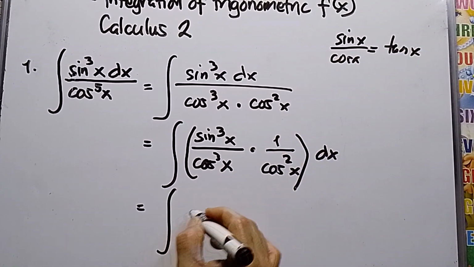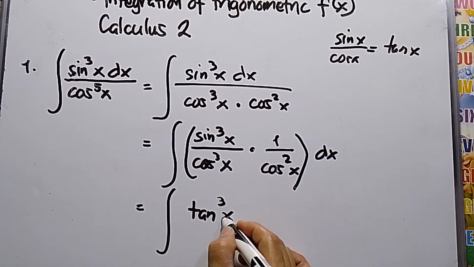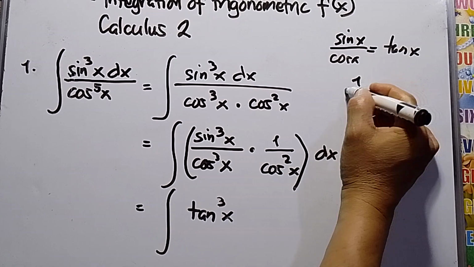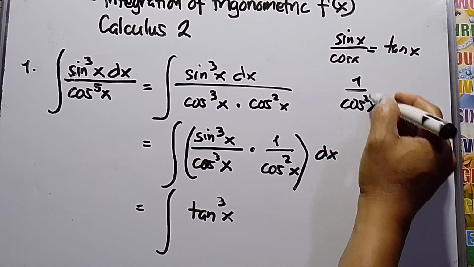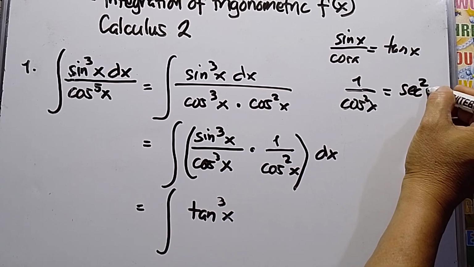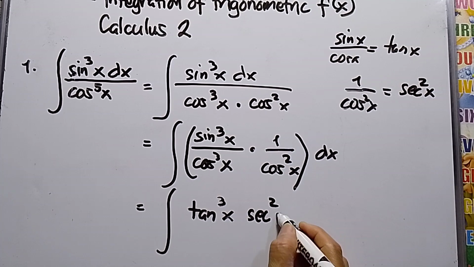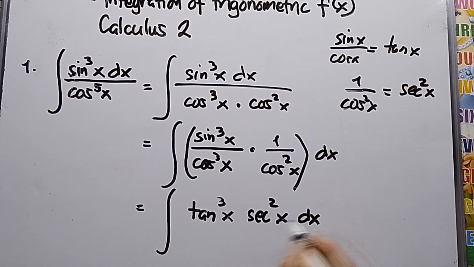So this will be the integral of tangent cubed x. Then we know that 1 over cosine squared x in trigonometry is secant squared x. So this will be times secant squared x dx.